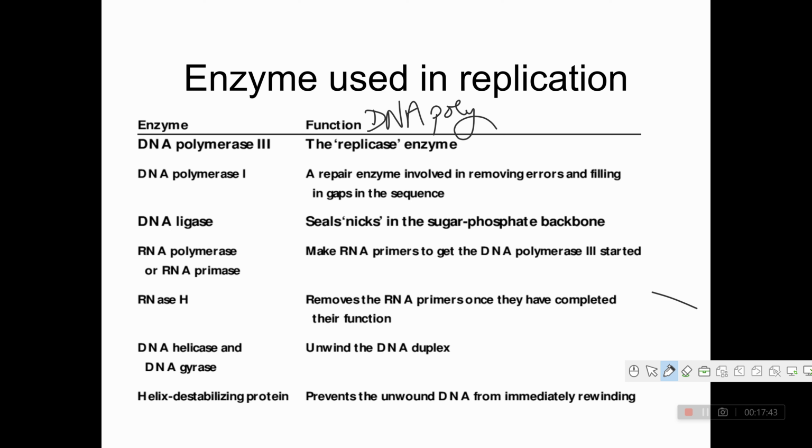So what happened here? First is DNA polymerase 3. There are 3 types of DNA polymerase: 1, 2 and 3. In replication, the main one is DNA polymerase 3, which polymerizes the DNA template. This is the DNA polymerase enzyme. Its function is to replicate, which means they polymerize the DNA.